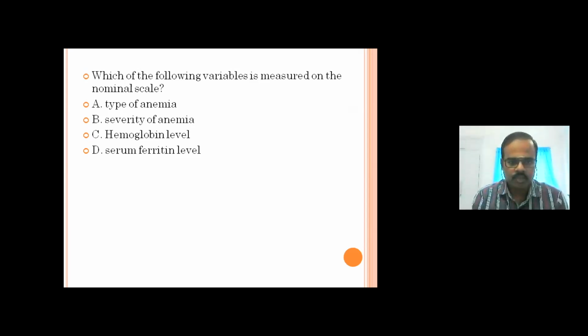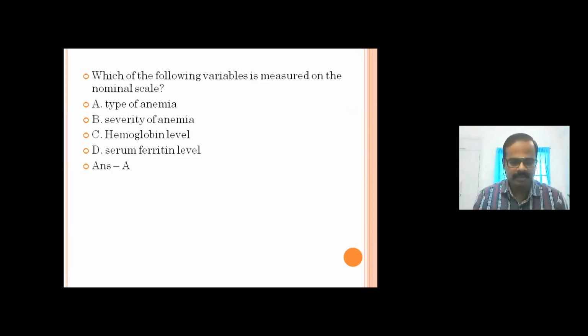Hemoglobin and serum ferritin are measurable data, so they cannot come under nominal data. The type of anemia is an example for nominal data. So not necessarily two groups. Please don't misunderstand that. Any nominal data can have more than two groups also.